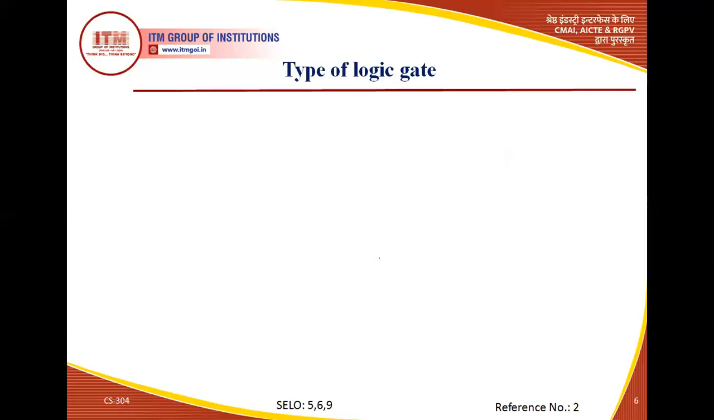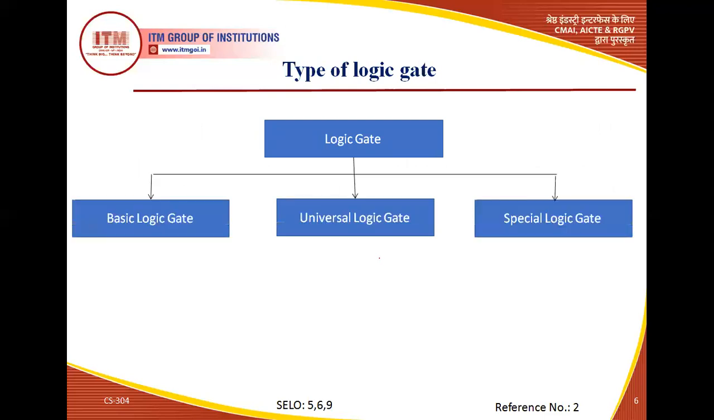Now we discuss the different types of logic gate. We can categorize the logic gates into three categories. One is known as basic logic gate, second is universal logic gate, and third is special logic gate. That means these logic gates are used to perform some special type of function. And generally, for creating digital circuits, we use the basic logic gate or universal logic gate.